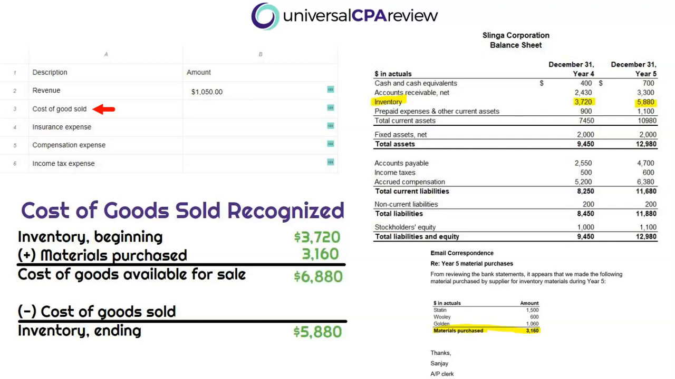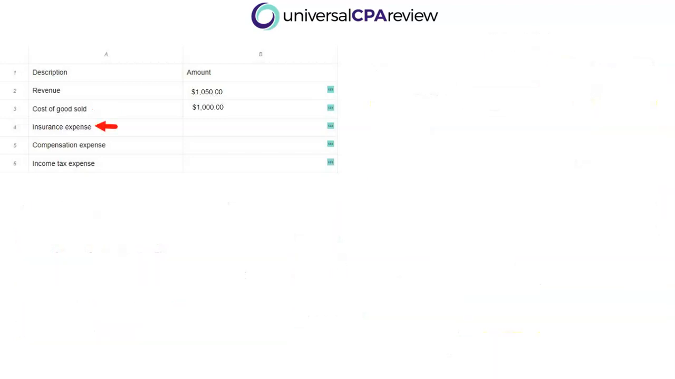Now, if we need to get down to an ending inventory balance of 5,880, well, that means our cost of goods sold was 1,000. So that's a negative number here. But again, if you look back at the instructions, it says to enter as a positive number. So enter positive 1,000. So on the next row, we have insurance expense.